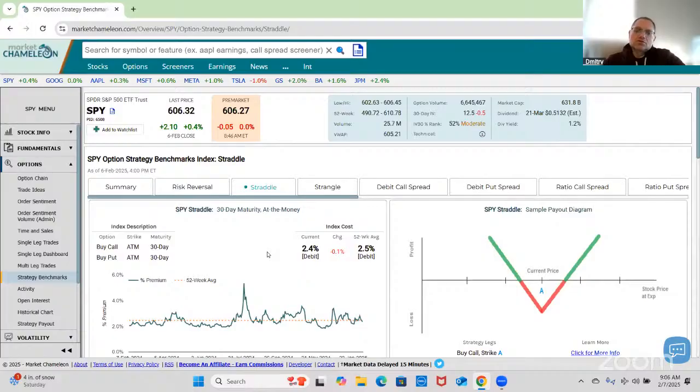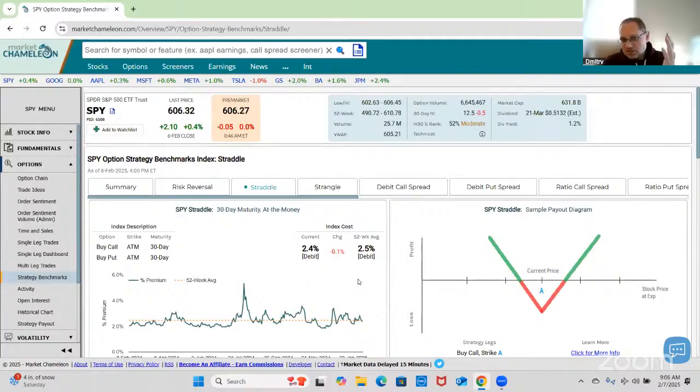So then we could compare that to a longer term average. If we took the average of our observations over a year period, what is the cost? That's what this is. The 52-week average is 2.5%. So we can see that right now, relative to history, it's close to the average, a little bit below. That's what this is showing.